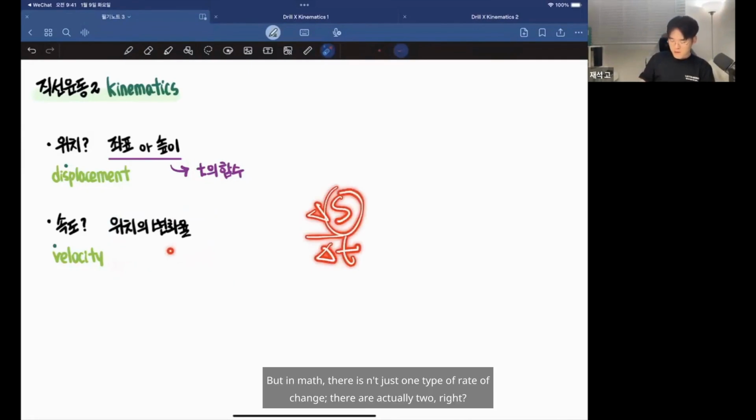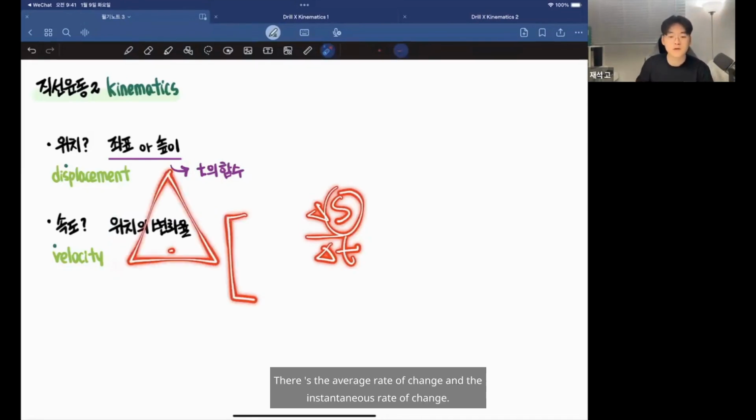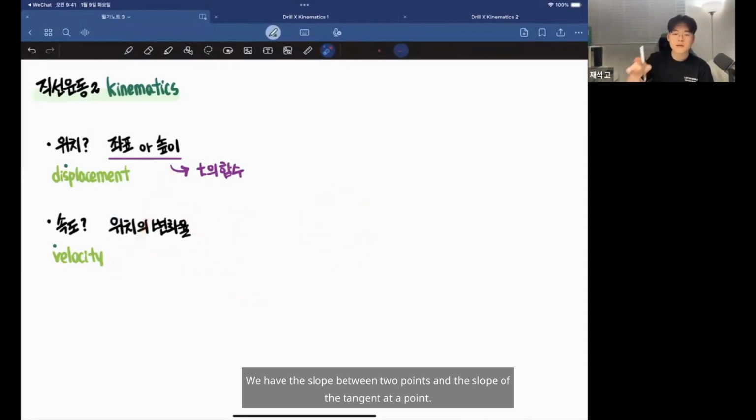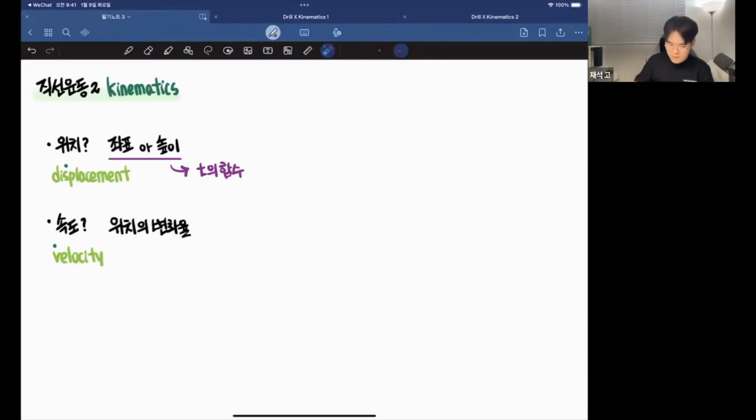But in math, there isn't just one type of rate of change. There are actually two, right? There's the average rate of change and the instantaneous rate of change. We have the slope between 2 points and the slope of the tangent at a point. Every rate of change has both an average rate of change and an instantaneous rate of change, you guys. Speed also has an average rate of change, and we call that average speed. And then there's instantaneous speed. Are you all good so far?